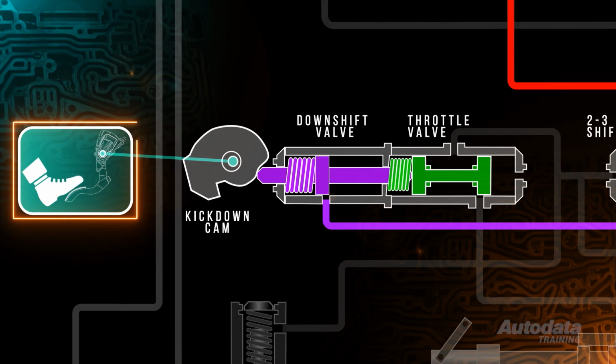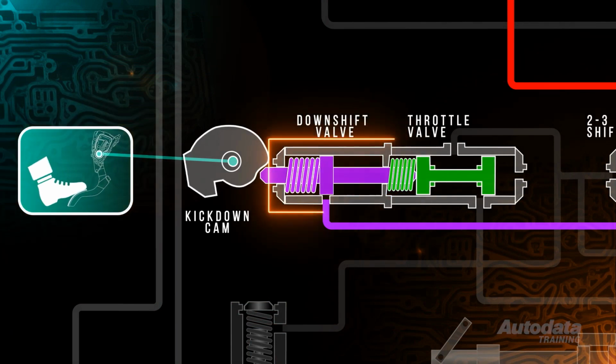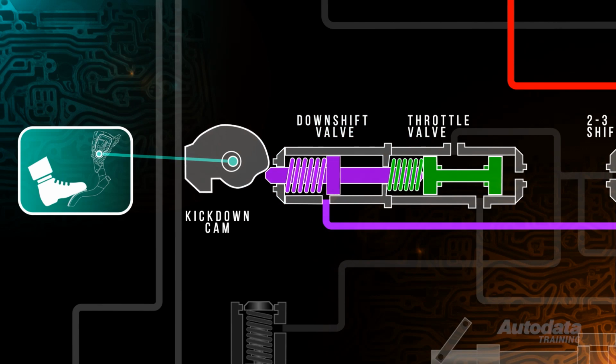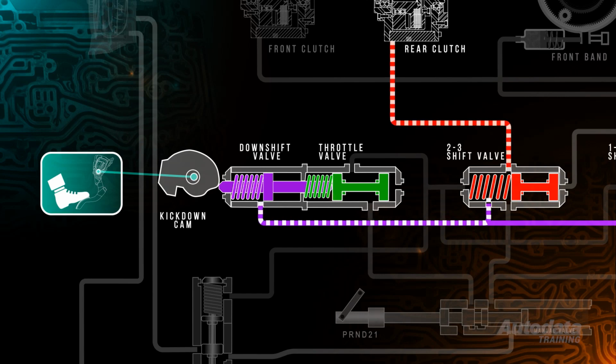When the accelerator pedal is applied rapidly, the downshift valve is operated. This causes the downshift spool to move, directing fluid into the downshift passage, where it acts on the 1-2 or 2-3 shift valve, forcing a downshift.